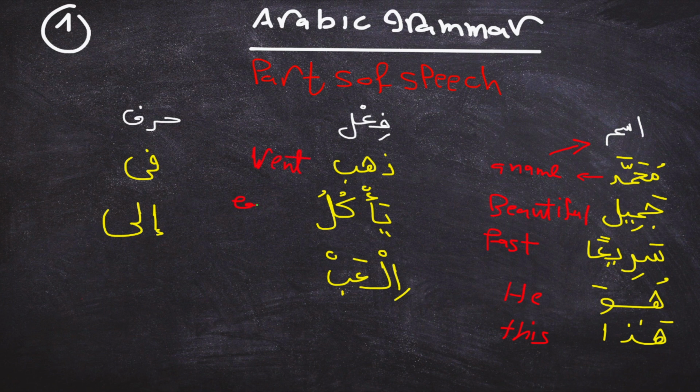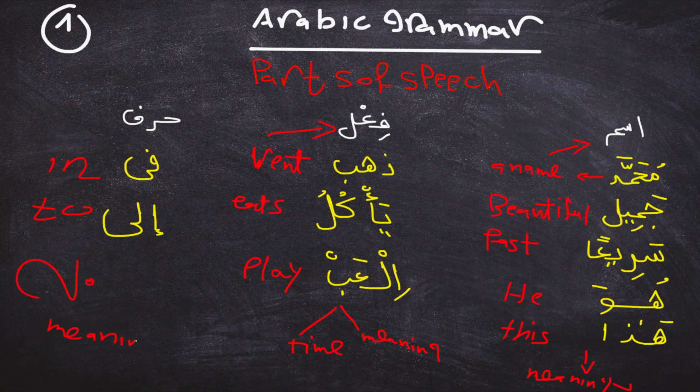But when you look at the verb, ذهب, يأكل, العب, it has a meaning by its own and it has time. So when I say ذهب, it gives you an idea that someone went and did an action in the past. But when I say Muhammad, Jamil, it gives you an idea, but you don't know when this idea happened. And of course, fi and ila have no meaning by their own.